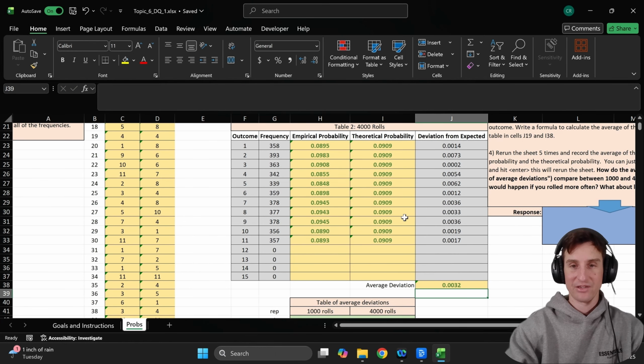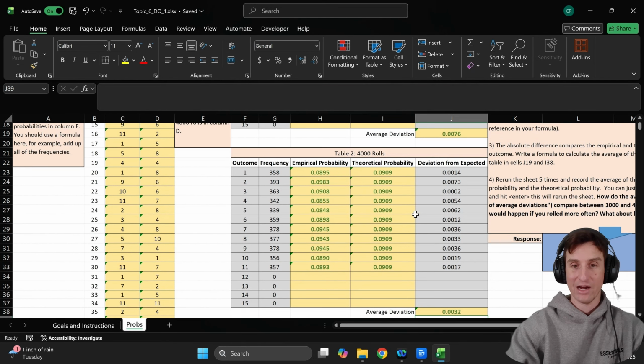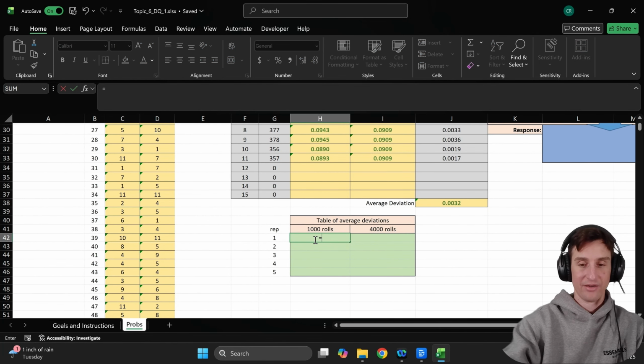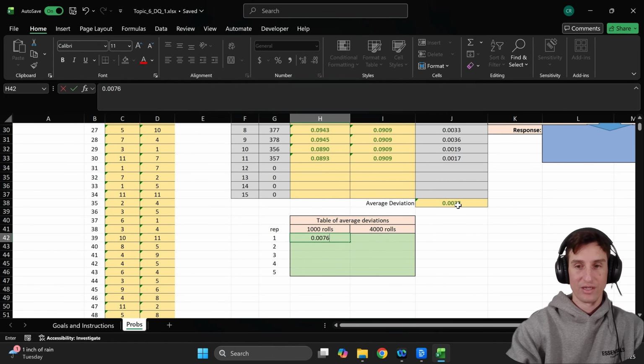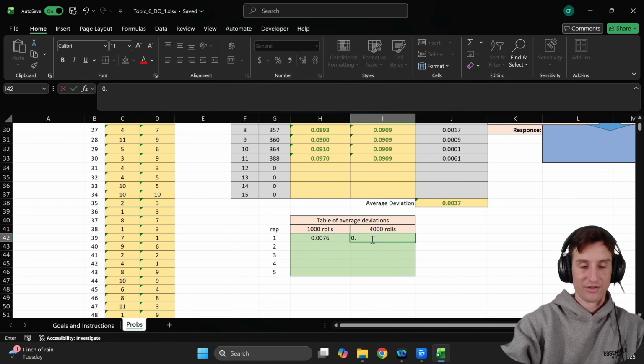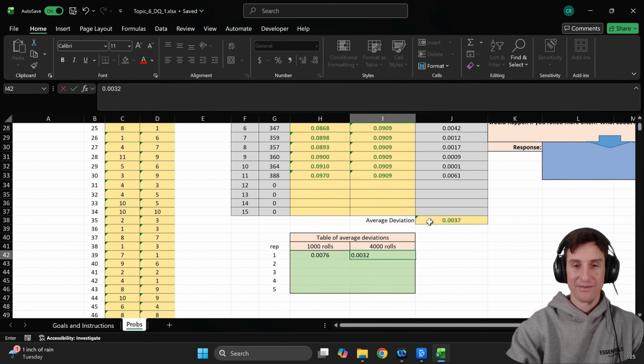Now again, totally fine that these are updating. There is a reason for that. Now we're going to record them. So whatever we have right now, we are going to record. So we have 0.0076, and I have 0.0032. I'm going to write this down, and as soon as I press tab here, it might change. It does. 0.0032. Now, every time I press enter, these are going to re-update, and I'm just going to start typing in these answers repetitively so that we have 5 different averages recorded.